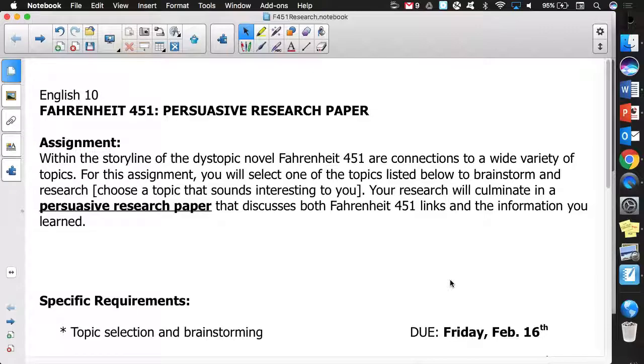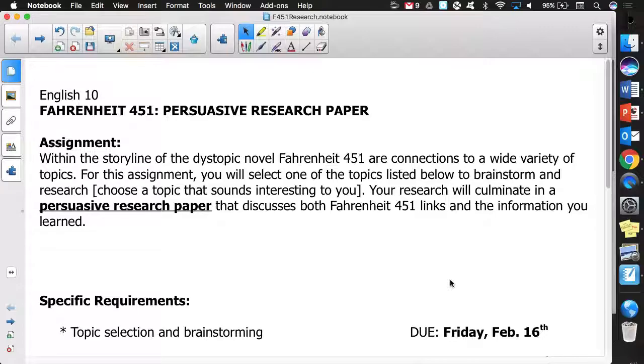What you are going to do, though, looking up here at the top where it says assignment: within the storyline of the dystopic novel Fahrenheit 451 are connections to a wide variety of topics. For this assignment, you're going to select one of the topics listed below, and they're not listed below because we're going to brainstorm what the topics would be, and you'll be able to write that on the back, to brainstorm and research. So ideally, and I realize it's ideally, that it's not a guarantee, that you might end up researching a topic that is hopefully going to be of some interest to you.